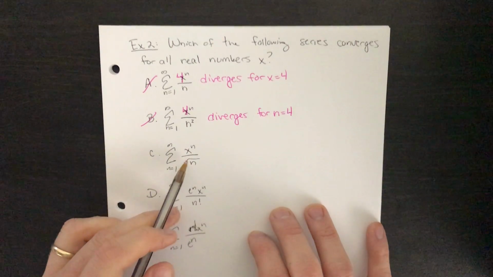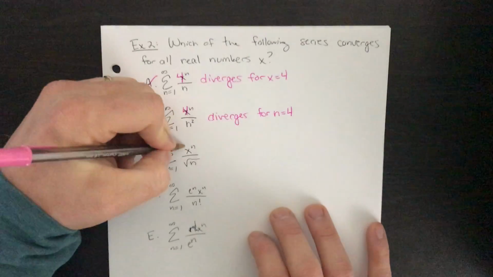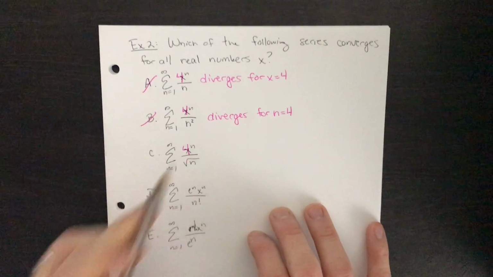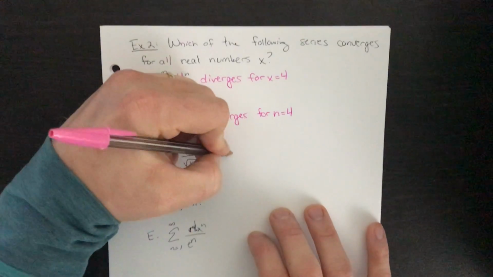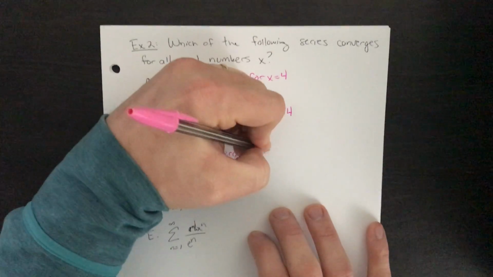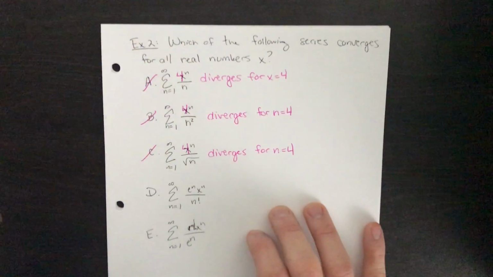C, same thing, except it grows even smaller on the bottom. So plug in 4 for x, it's an exponential on top, and on the bottom it's a square root. That's going to diverge as well for x equals 4. So A, B, and C are out.